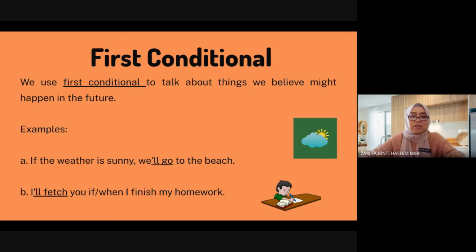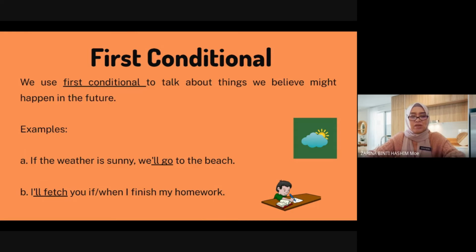When we talk about the future, look at the sentence here: if the weather is sunny. Again, they still use the word if. If the weather is sunny, we'll go to the beach. Look, I underline the word will. That will here is from the words we will. So the word will is the one that shows the future.